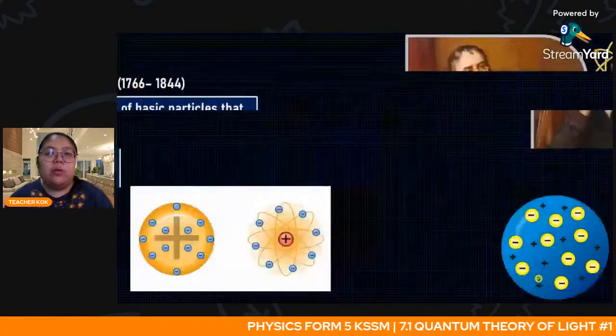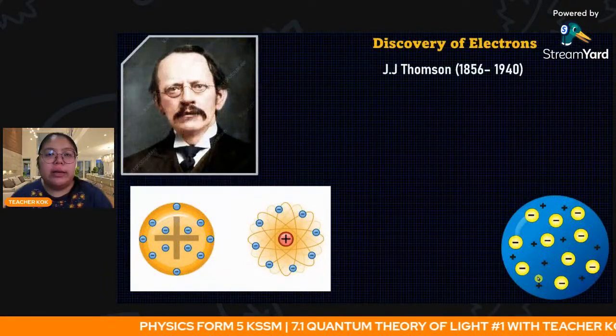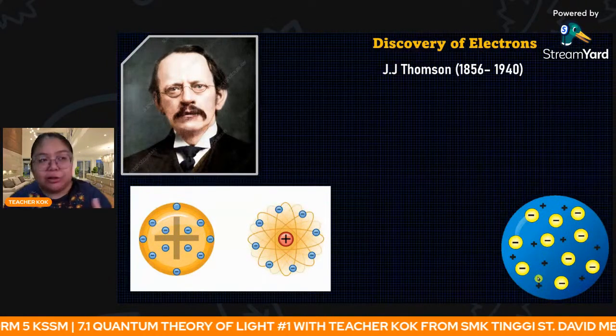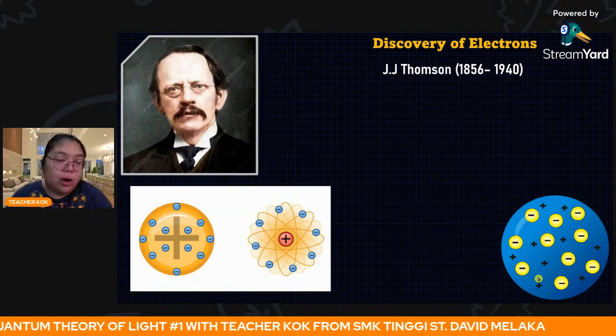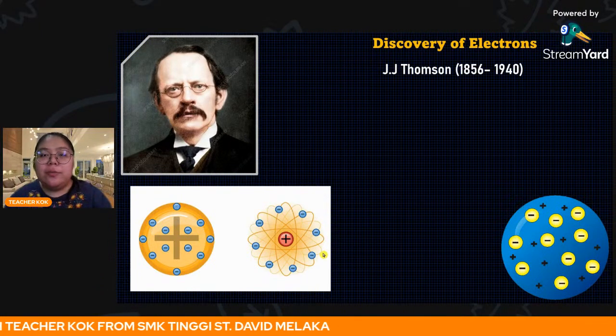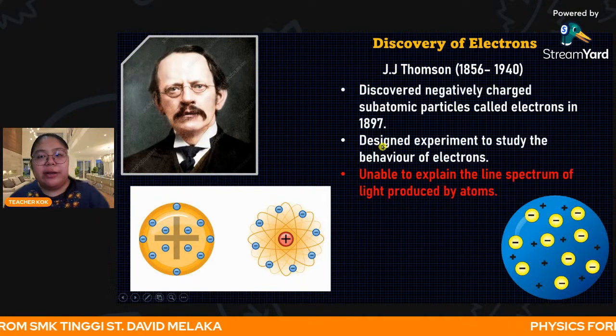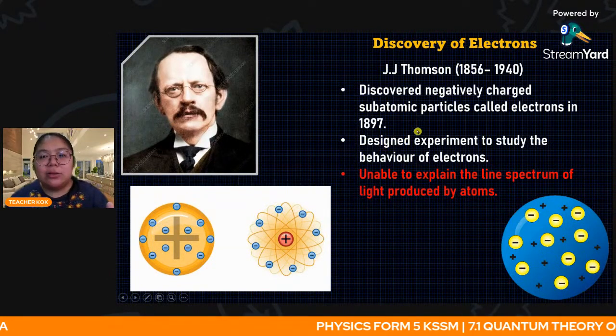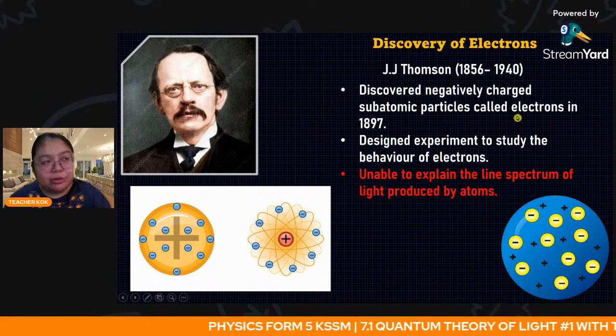Okay, and the fourth one. The fourth one is J.J. Thomson, their discovery of the electron. Remember your electron? They only say electron. They never say anything about the proton. So from here, they're talking about the discovery of the negative charge. The negative charge subatomic particle, they call it an electron.